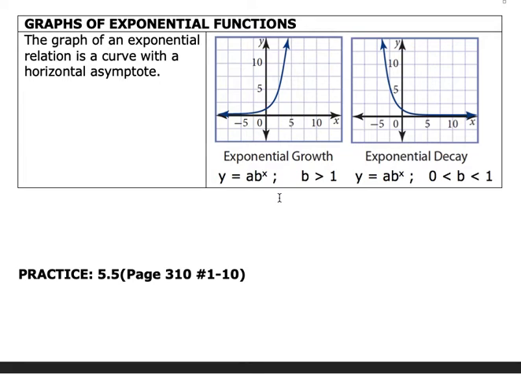1 times anything is itself. But that additional 0.13 represents the HST, or a 13% increase. So we'd expect that anytime we have a number greater than 1, we see an increase in the value.